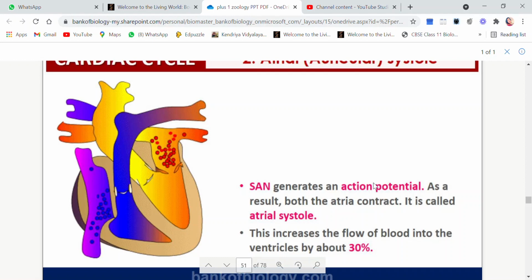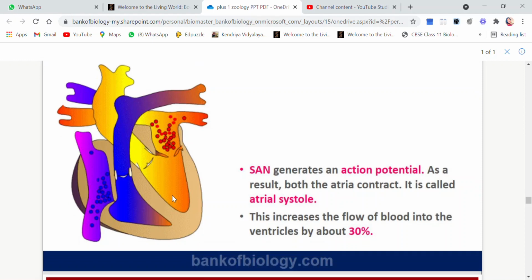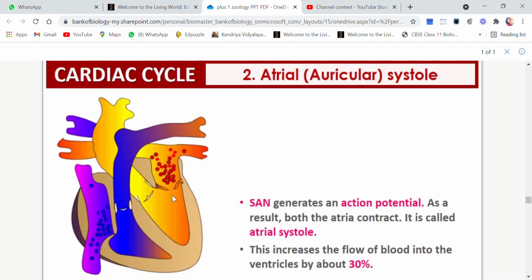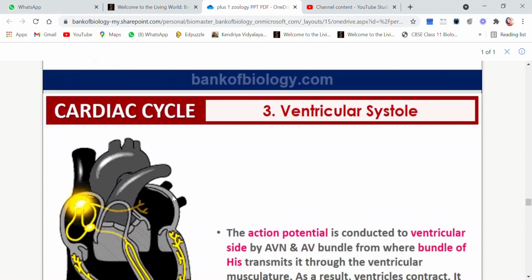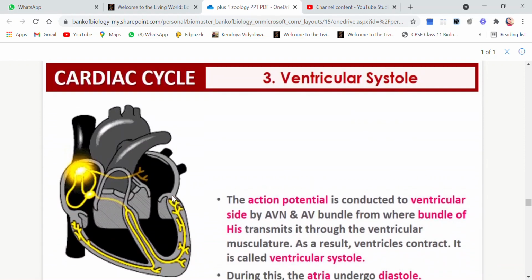So when the auricles are contracting, the flow of blood will increase by about 30%. Already the blood was moving from auricles to ventricles because the passage was open. But because of the contraction, this flow has increased up to 30%. And this is called auricular or atrial systole. Next comes the ventricular systole.